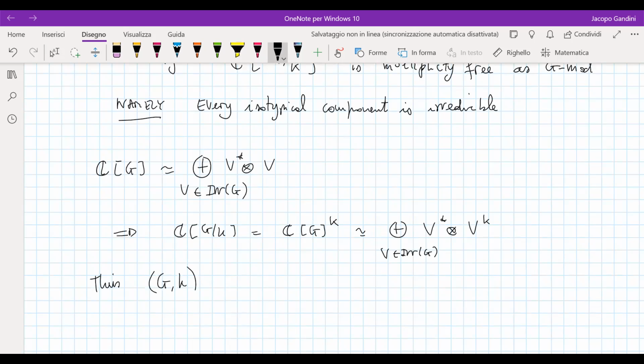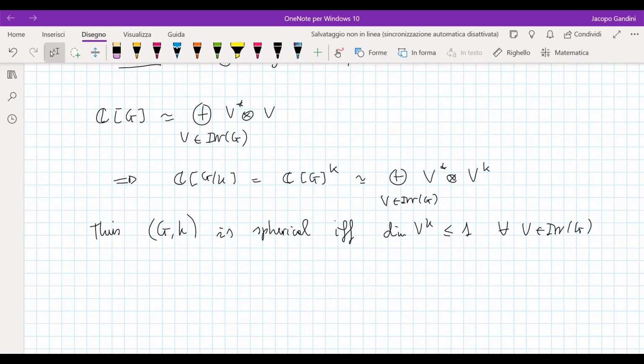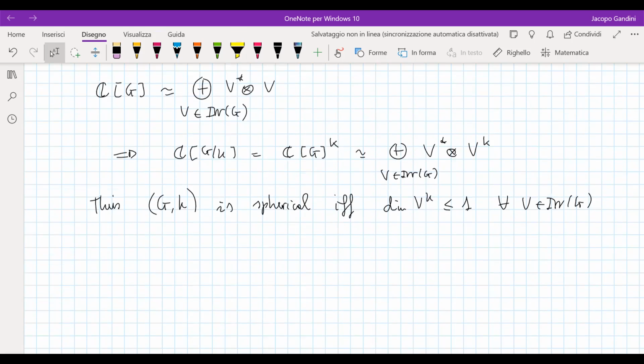Namely, (G, K) is a spherical pair, or the coordinate ring is multiplicity-free, if and only if the dimension of V^K is at most 1 for all irreducible representations V. And this is also quite a typical definition of these multiplicity-free subgroups. Okay, so let's have some examples.